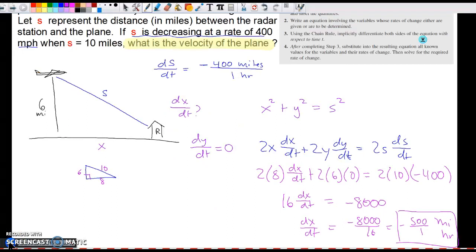We're back. Just make sure you understand I got the 10 from plugging it in with the s, the 6, so that's a special right triangle. That gave us 8. I plugged in all the numbers, and that led to negative 500 miles per hour.